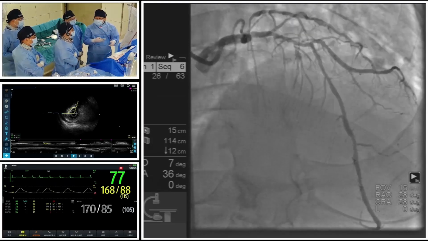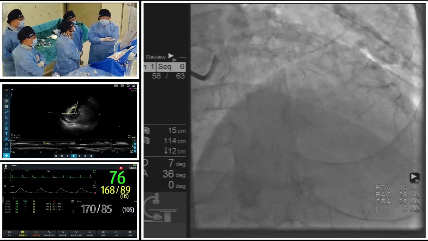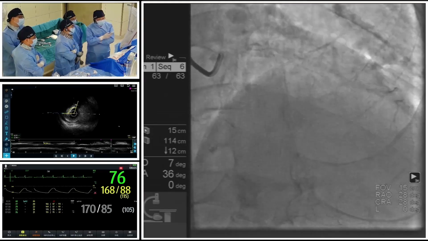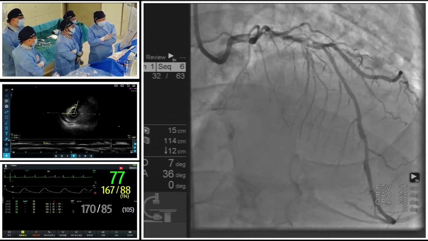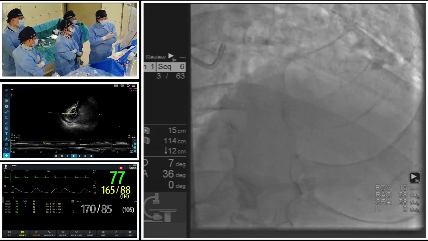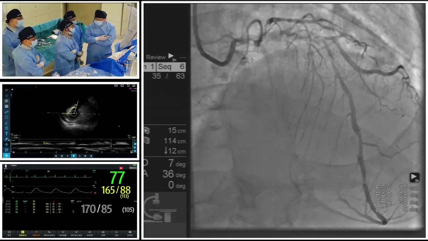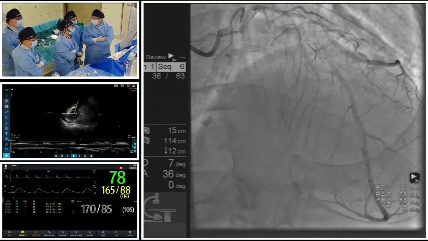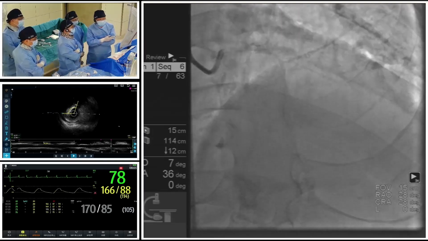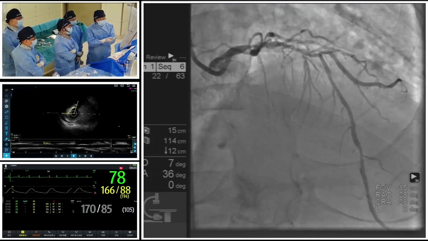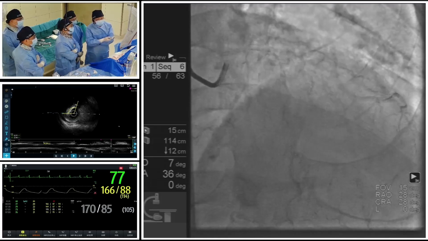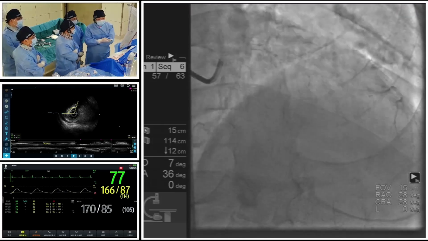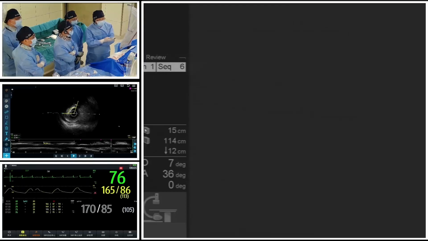But the virtual stenting technique already shows us that if we implant maybe 3 stents from the middle portion of the LAD to the left main, the residual FFR may be 0.97. So that should be good enough. So the virtual stenting technique also gives us more guidance on how to implant the stent.